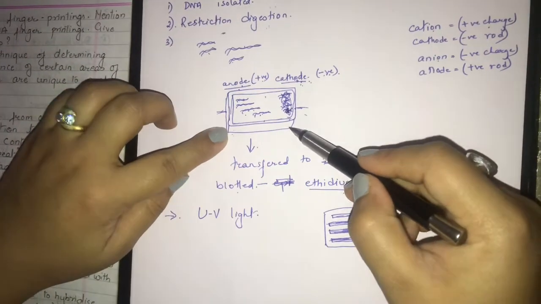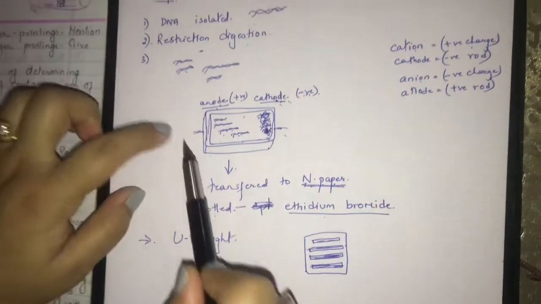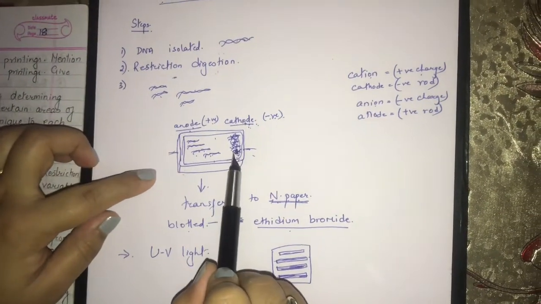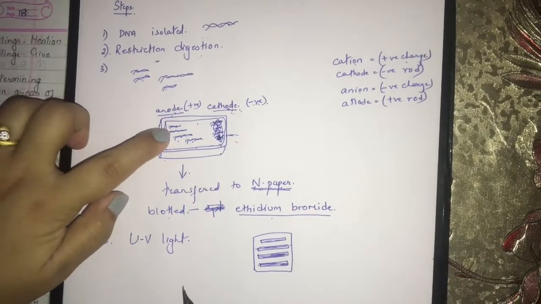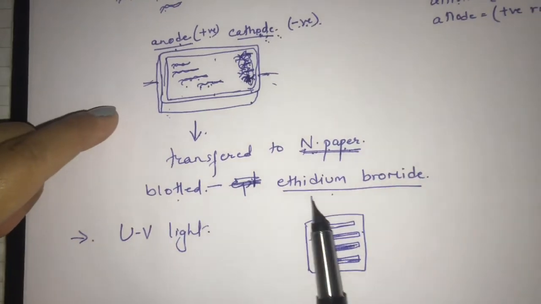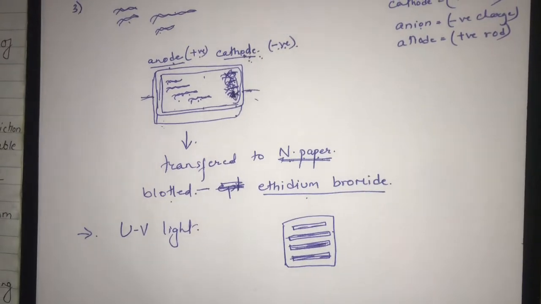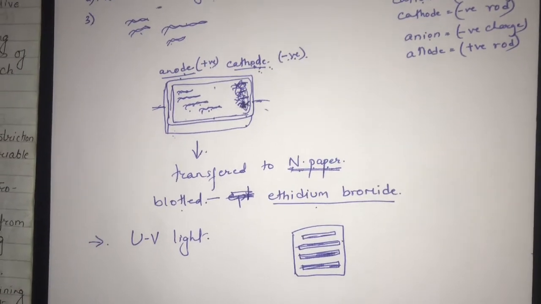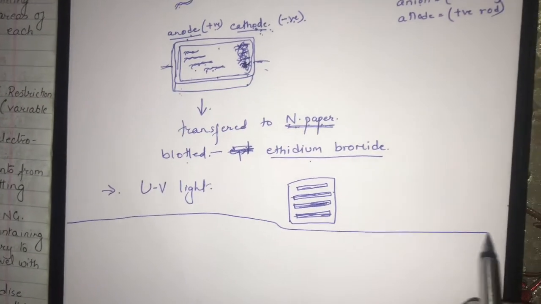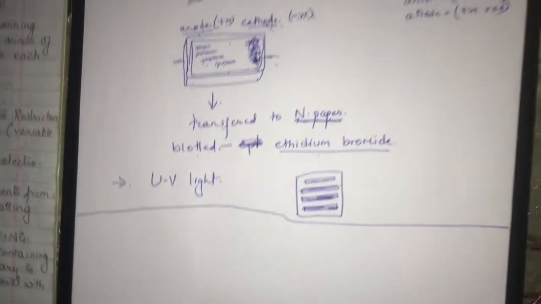Here, in the loading well, gel is also kept where the DNA molecules are loaded at first, then an electric field is supplied into this well. When the electric field is supplied, the negatively charged DNA moves towards the anode, the smaller fragments move faster, then it is transferred to the nitrocellulose paper. After that, it is blotted with ethidium bromide and then UV light is exposed to that nitrocellulose paper so that our DNA will be visible. It shows bright color. So, this is all about gel electrophoresis. Okay. So, now gel electrophoresis is understood.